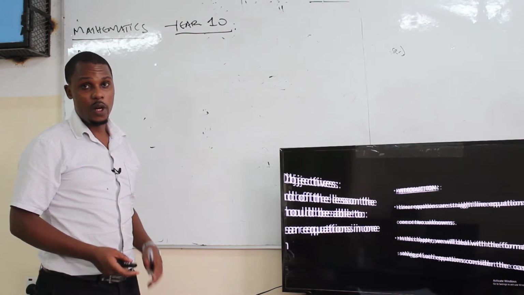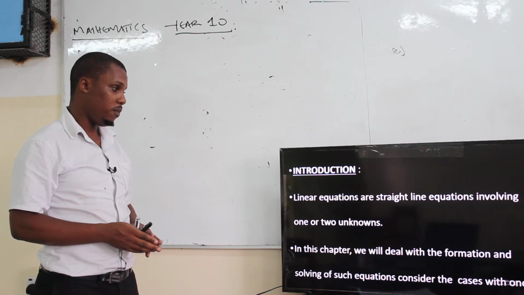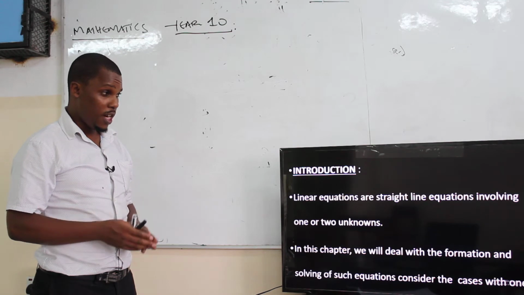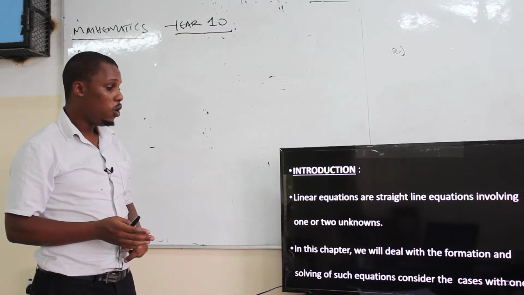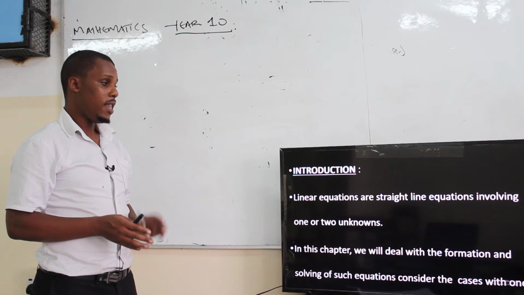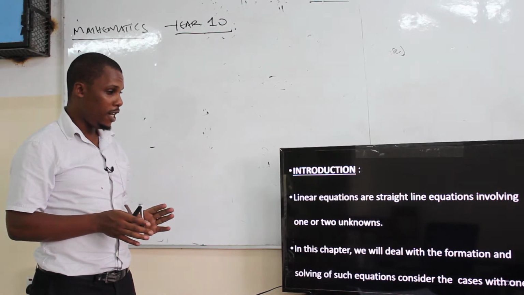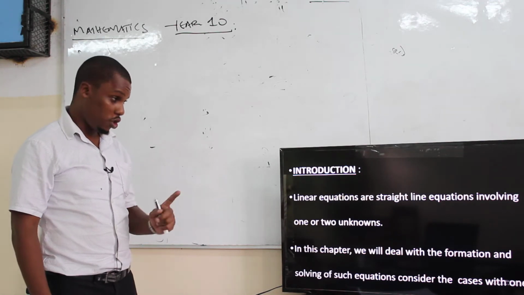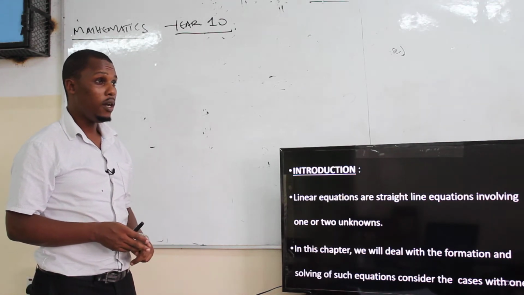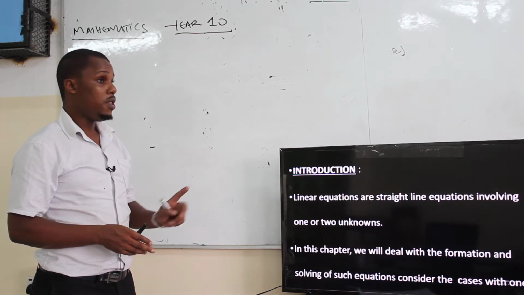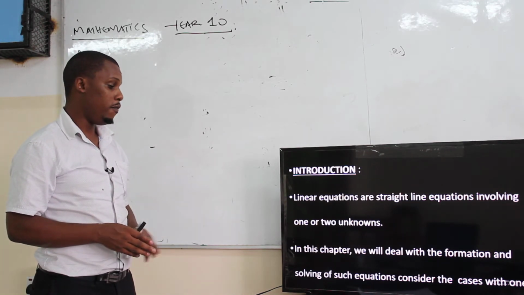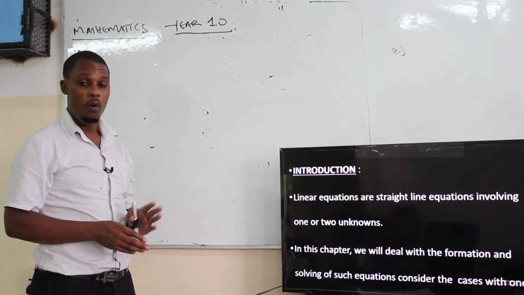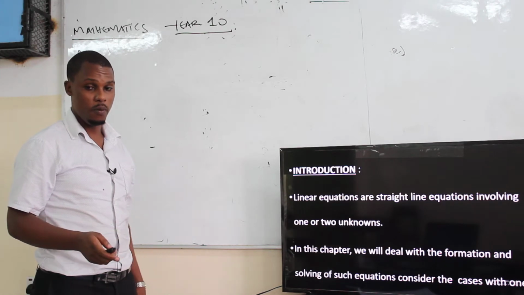So in my introductory part, we are going to focus on linear equations, which are straight line equations involving two or one unknowns. That is how linear equations are defined. Linear equations are straight line equations involving one or two unknowns. So in this chapter we are only going to deal with solving such equations, considering those linear equations with one variable.